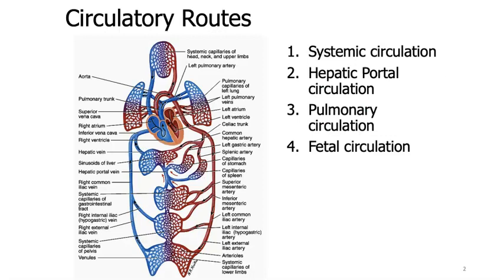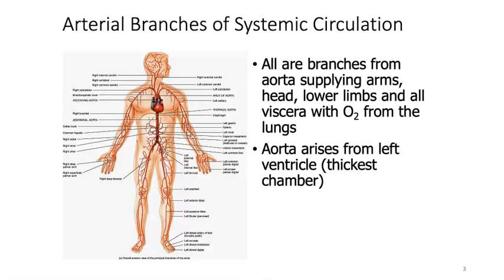Okay, so our main circulatory routes are systemic circulation, the hepatic portal circulation, our pulmonary circulation. Then we also have a fetal circulation, which is a little bit different than in the adult. We'll touch on that here. And then we'll talk about it again when we get to the end of this course in development. Okay, so first we'll talk about arteries.